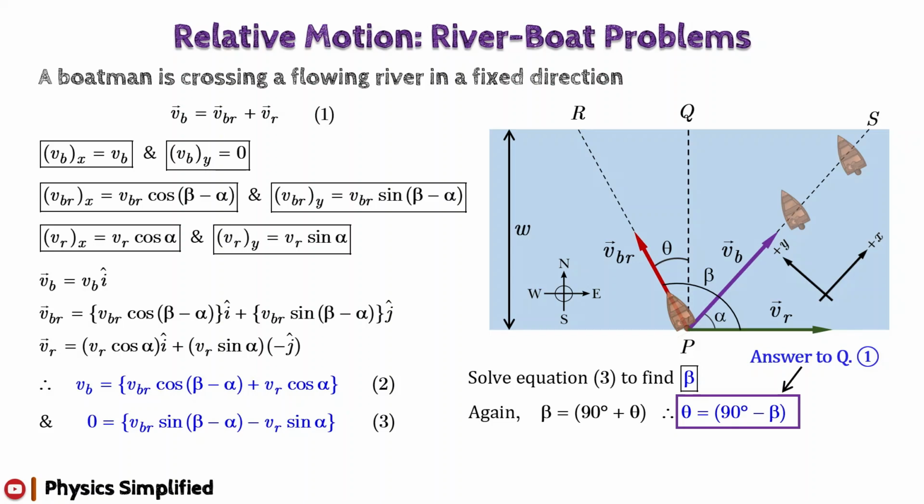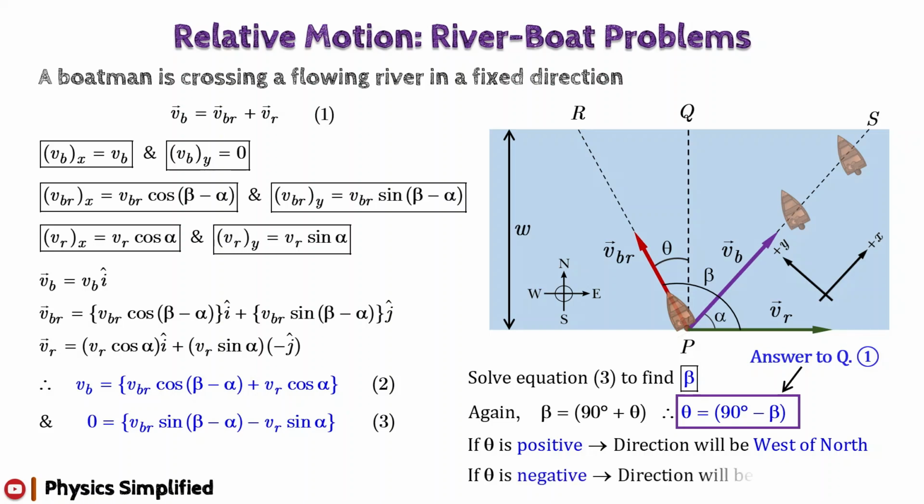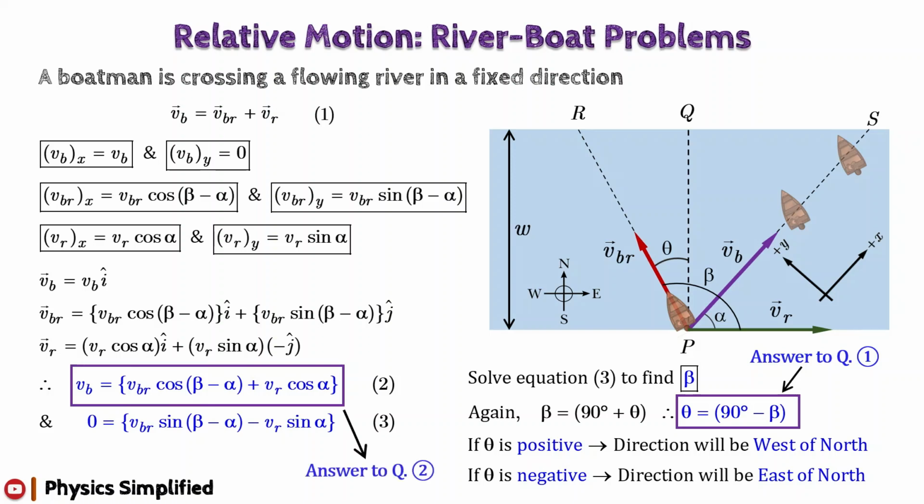It must be noted that, if theta comes out to be positive, the direction in which the boatman should steer his boat will be west of north. But, if theta is negative, the direction will be east of north. Now, if we substitute the value of beta in equation 2, along with all the given information, we will get the magnitude of the absolute velocity of the boatman. This will be our answer to the second case of this section.